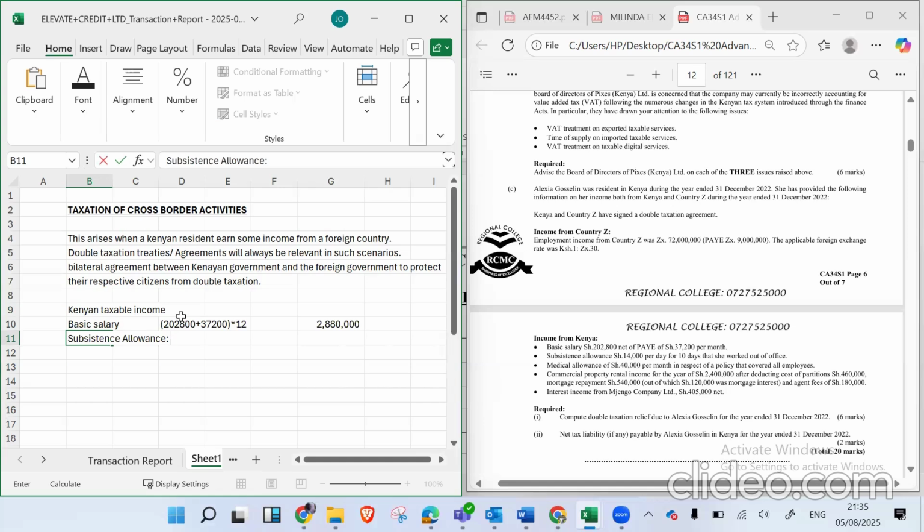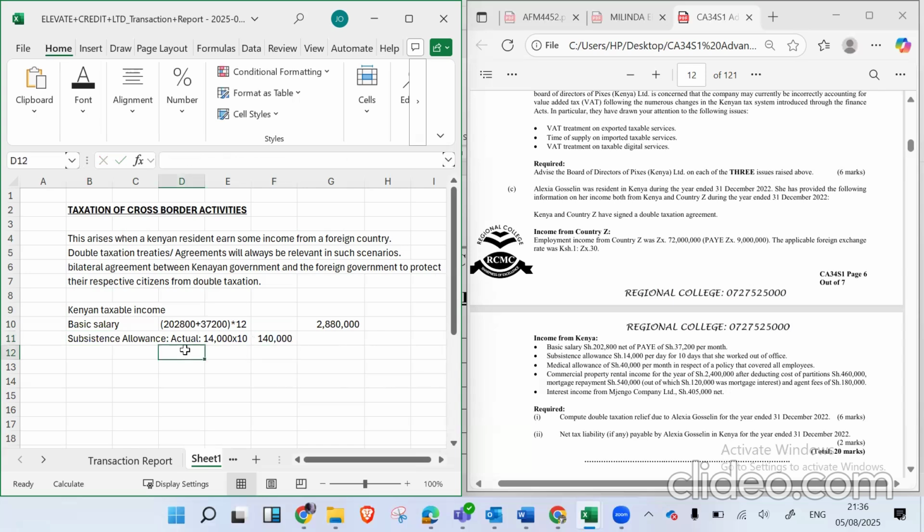So subsistence allowance, the actual. Walisema subsistence allowance 14,000 per day for 10 days. So actual is 14,000 times 10, which equals to 140,000.